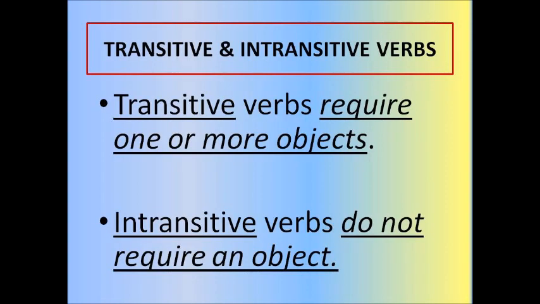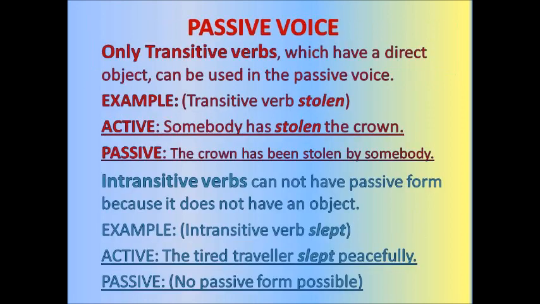While talking about active and passive voice, it is important to talk about transitive and intransitive verbs. Transitive verbs require one or more objects, whereas intransitive verbs do not require an object. Passive voice: only transitive verbs which have a direct object can be used in the passive voice. For example, transitive verb stolen. Somebody has stolen the crown. Passive voice: the crown has been stolen by somebody.